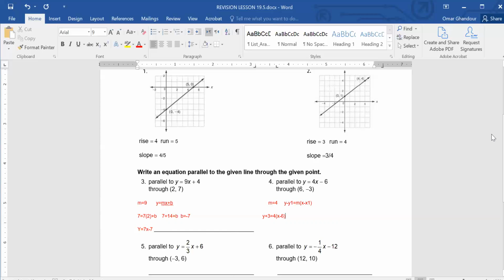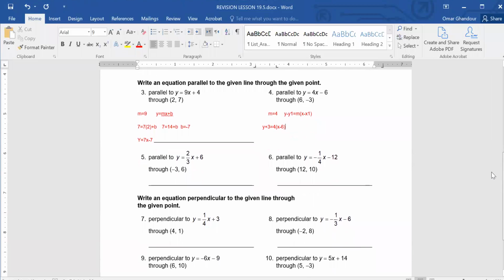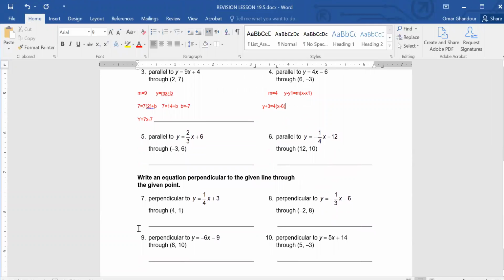Very well. I'm not going to do number 5 and 6. I will leave it for you to do. Do it in the same way, please: one in slope-intercept form and one in the other way, the point slope. Okay, let's do 7 and 8. Again, I will do 7 and 8, and then you will do 9 and 10 by yourself.